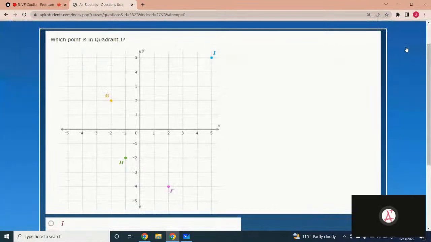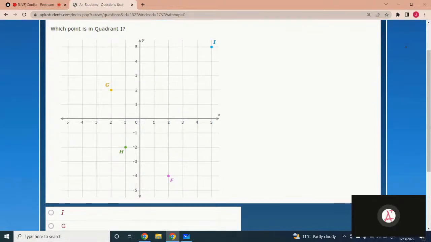Okay, so you are given four points: I, G, H, and F. You need to find which point is in the first quadrant. Got it? So you always start from here. First quadrant, second quadrant, third quadrant, fourth quadrant. You move counterclockwise.